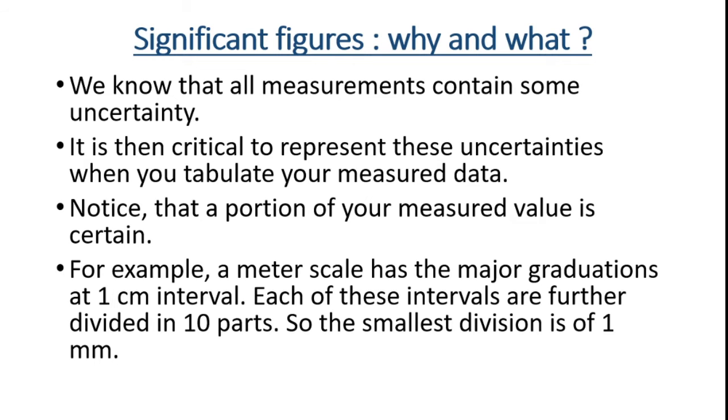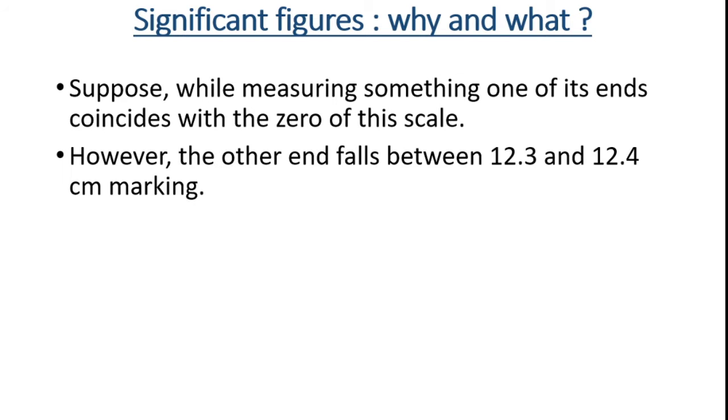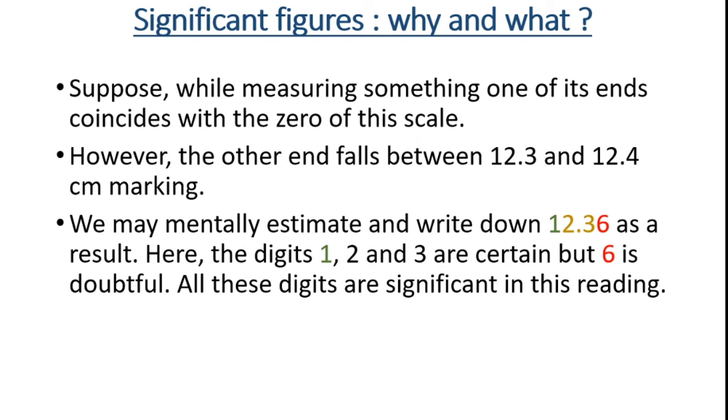For example, we take a meter scale which has a graduation at 1 centimeter interval, and each of these intervals is further divided into 10 parts. So the smallest division is of 1 millimeter. We often call this the least count. Now, when measuring something, we find that one of its ends coincides with the 0 of the scale and the other end falls between the 12.3 and 12.4 centimeter marking. Now, we may mentally estimate and write down 12.36 as a result.